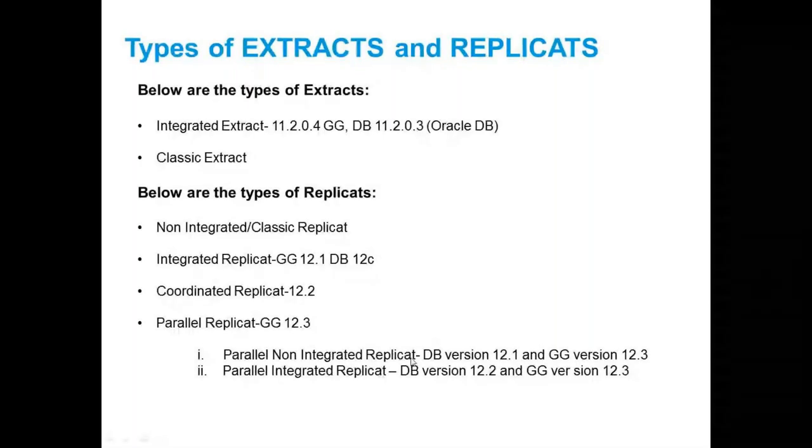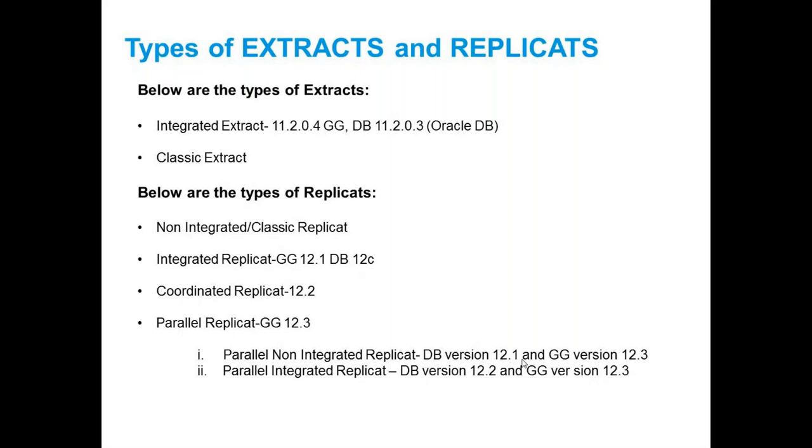For using parallel non-integrated replicate, the minimum database version should be 12.1 and GoldenGate version should be 12.3. So parallel replicate has been introduced from GoldenGate version 12.3 onwards. For using parallel integrated replicate, the minimum database version should be 12.2 and GoldenGate version should be 12.3. What you see over here, non-integrated replicate and integrated replicate, you can consider as non-parallel replicates. However, from 12.3 onwards, the parallel version of these two have been launched under parallel replicate. So integrated replicate was introduced in GoldenGate version 12.1, coordinated was introduced in 12.2, parallel replicate was introduced in 12.3.